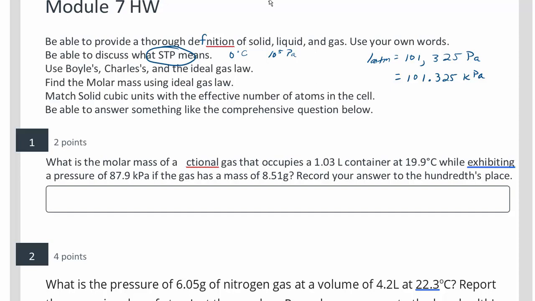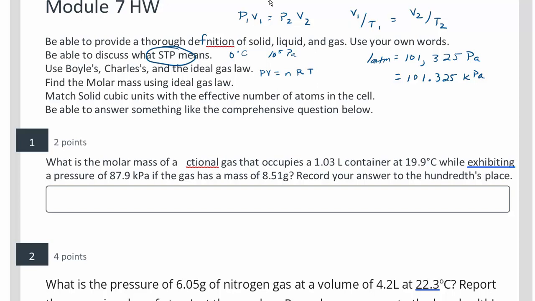So Boyle's law is P1V1 equals P2V2. Charles' law is V1 over T1 is equal to V2 over T2. And the ideal gas law is PV equals nRT. Now, you should also be able to find the molar mass using the ideal gas law.